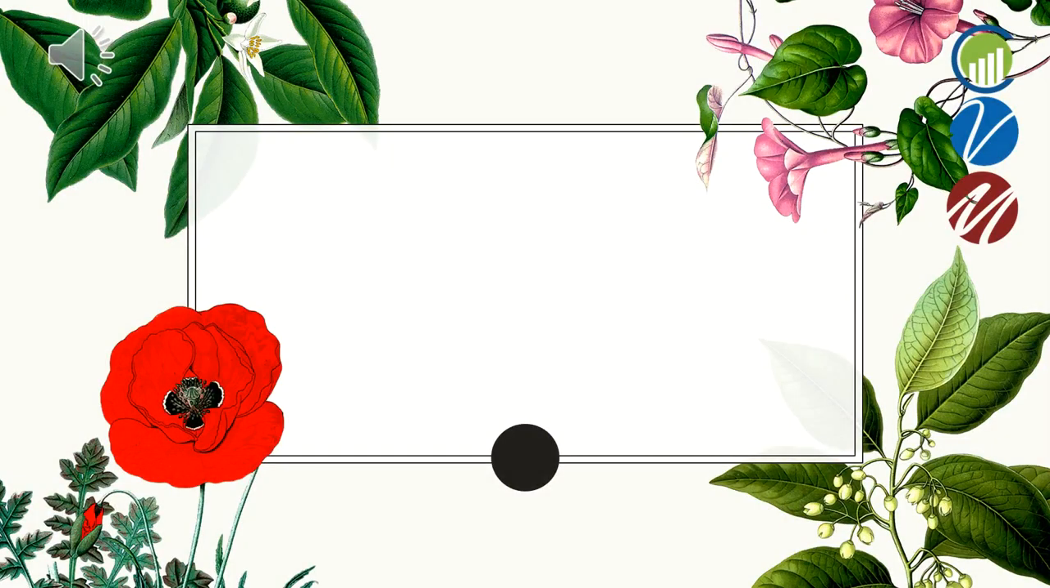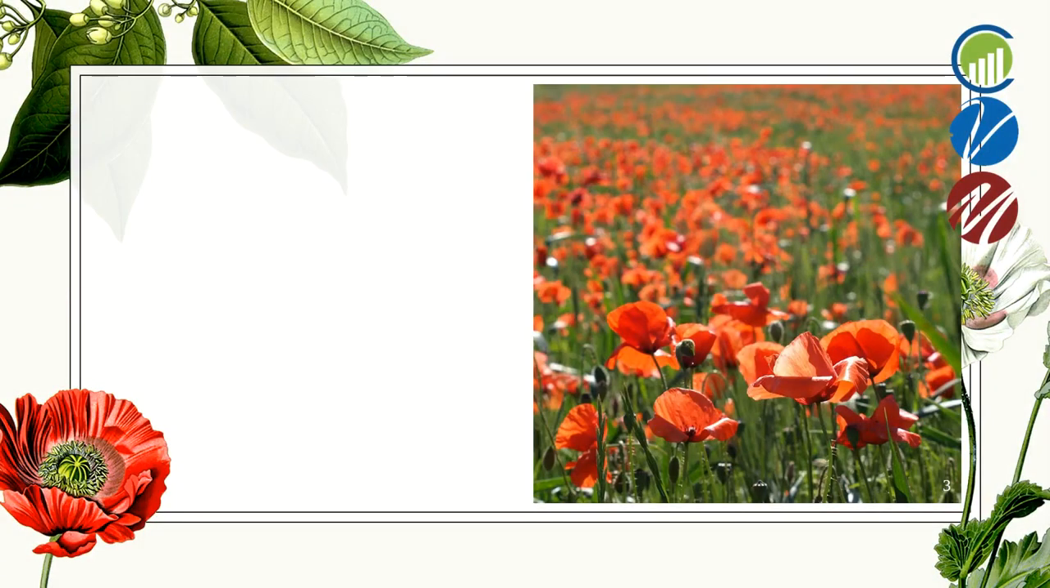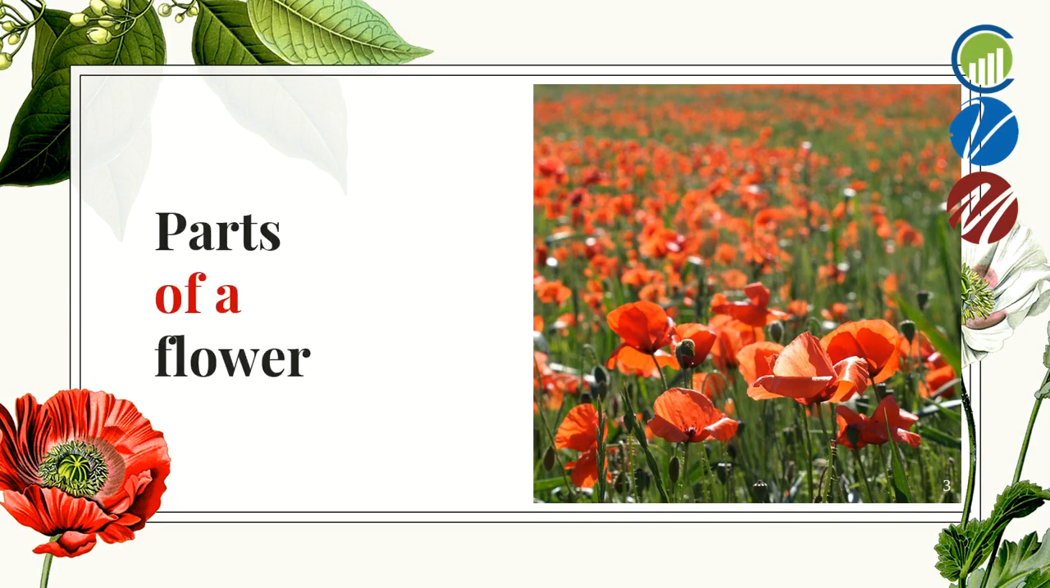But first, let's check on our expected learnings. It is expected of us to identify flower parts and how they reproduce. Let's continue. First, let's talk about parts of a flower.